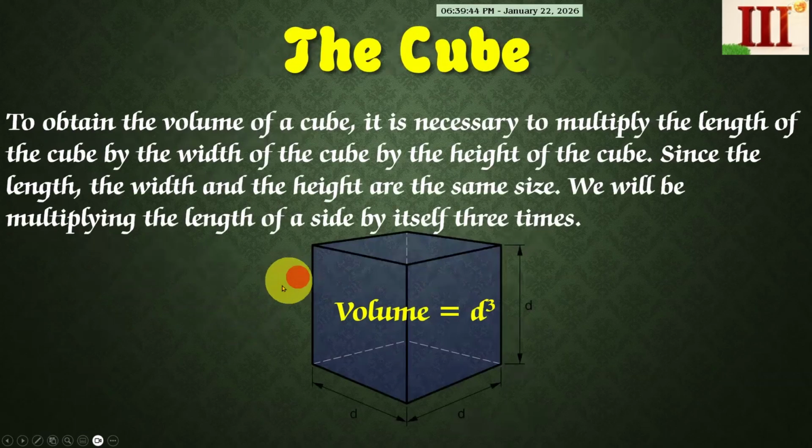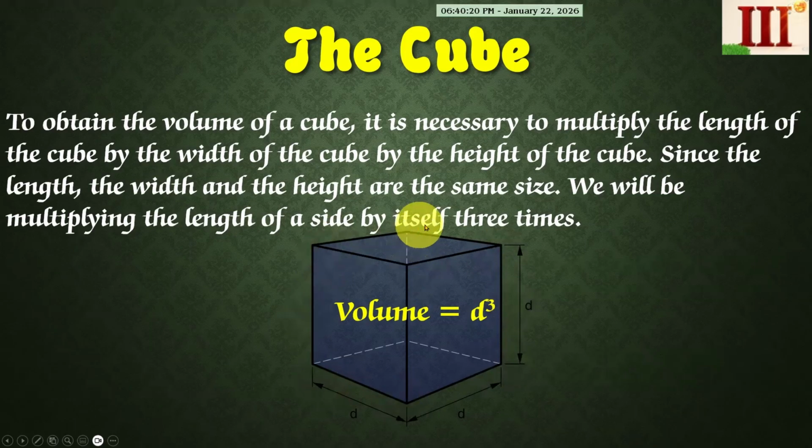So let's have a look at what we call the cube numbers. To obtain the volume of a cube, it is necessary to multiply the length of the cube by the width of the cube by the height of the cube. Since the length and the width and the height are all the same size, we'll be multiplying the length of the side by itself 3 times. So whereas when we were looking at the square, the power was 2, when we're looking at a cube, the power is 3. Notice this is shaped like a die, which is the singular form of the plural word dice.